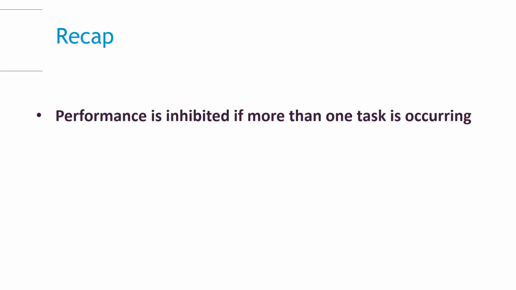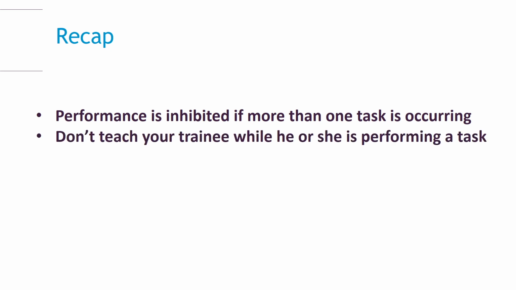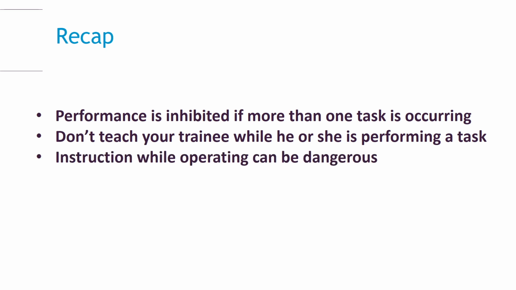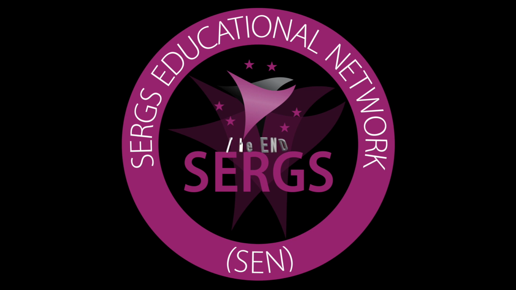So, to recap on the lessons learned in this module, performance is inhibited in at least one of the tasks if a second is introduced. This means that while teaching, you should not expect your trainee to do something while receiving instruction. Instructing your student while they are operating decreases their performance of an operation, and therefore this is dangerous to the patient. Use the word stop before giving your student an instruction or taking over. So to summarise, this is cognitive overload, which is the inability to perform a task because of too much information and too many tasks being assigned to a surgeon at a given time.